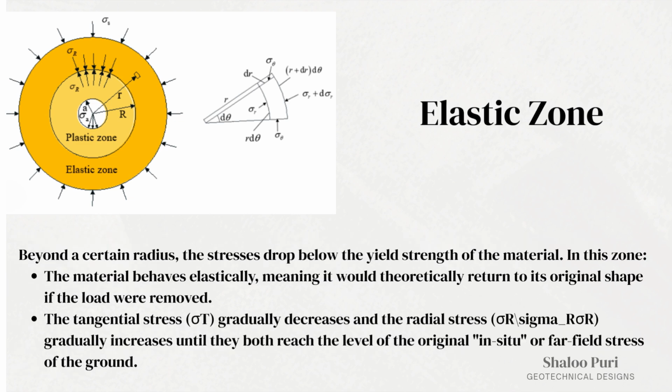Elastic zone. Beyond a certain radius, the stresses drop below the yield strength of the material. In this zone, the material behaves elastically, meaning it would theoretically return to its original shape if the load were removed. The tangential stress, sigma t, gradually decreases and the radial stress, sigma r, gradually increases until they both reach the level of the original, in situ, or far-field stress of the ground.